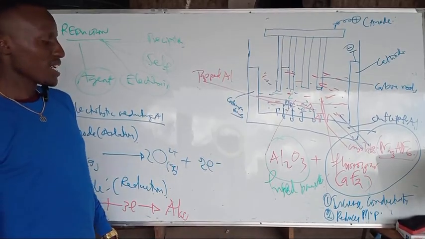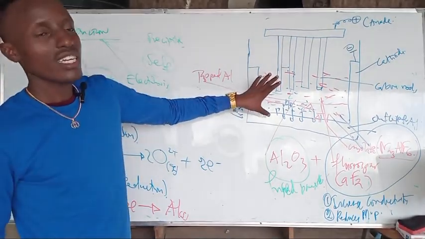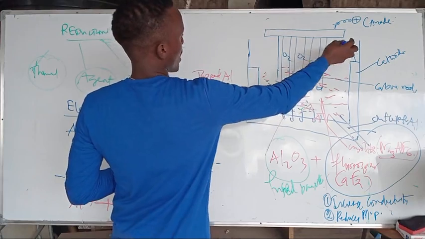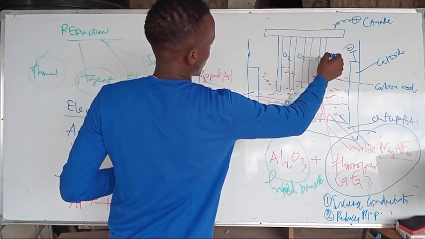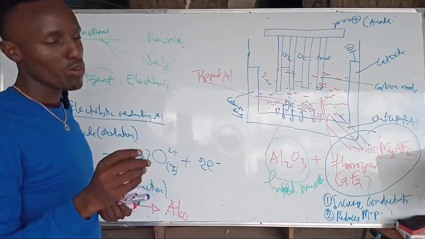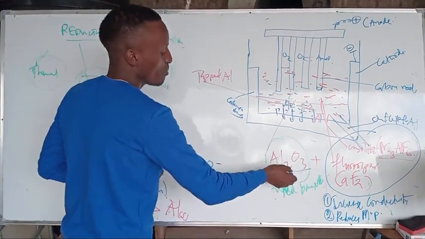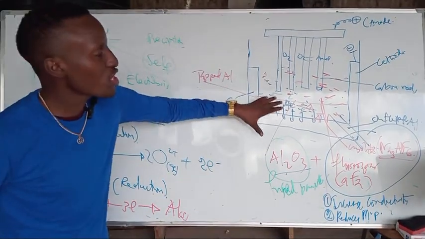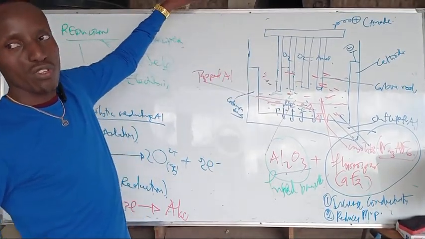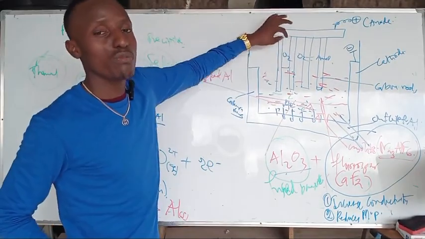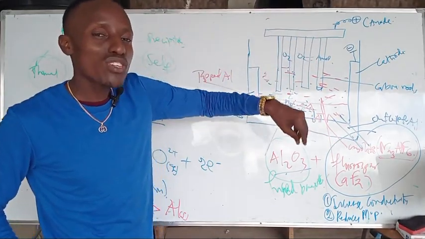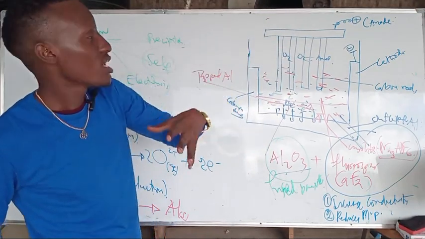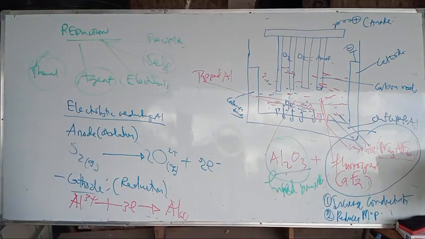So speaking about the electrolytic reduction, here is the oxygen formation at the anode. But here is the deposition of aluminium from the aluminium oxide. So the summary of this electrolysis of aluminium is the deposition of aluminium and the release of oxygen. That's why after some time these rods should be replaced, because they tend to reduce in size, since oxygen combines with carbon to form carbon dioxide.